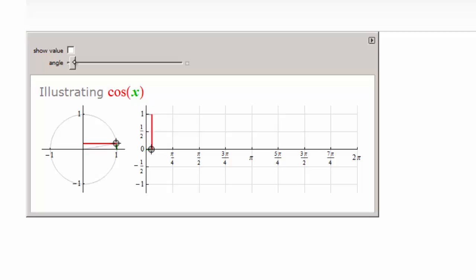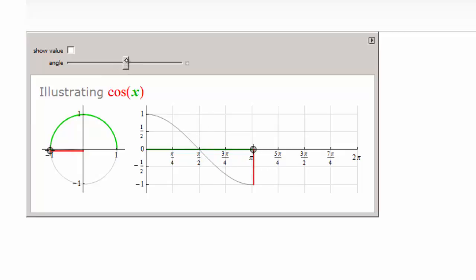And then as we rotate toward pi over 2, those x values are getting smaller. They've gone from 1, and the x value here is 0, so we're decreasing. Then as we go from pi over 2 to pi, those x values are negative. It's going from 0 out to -1. And there we get that part of the graph.